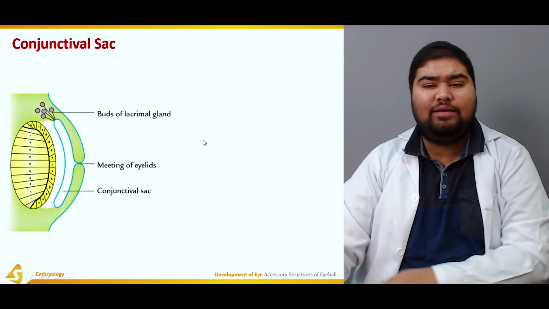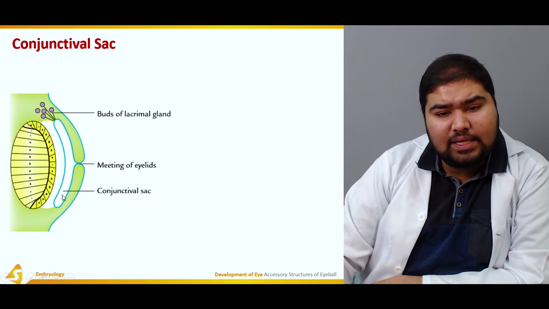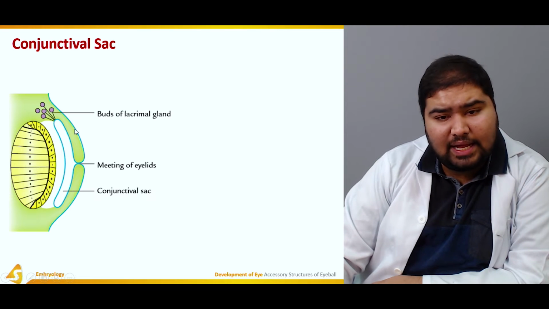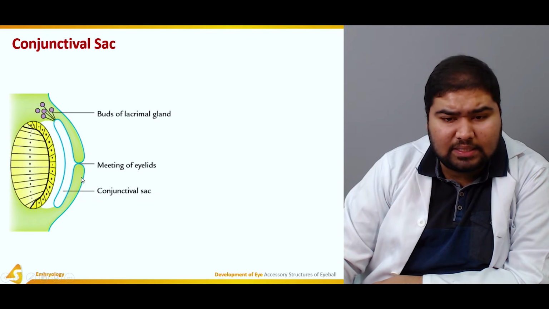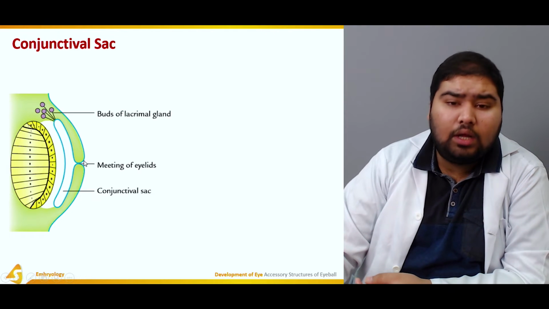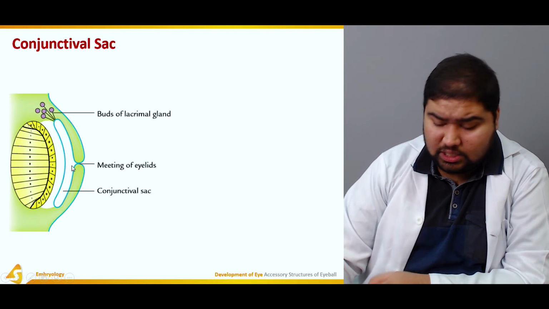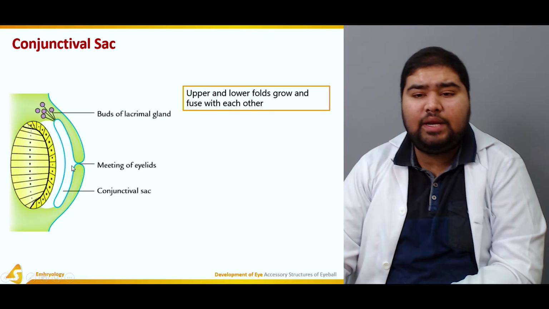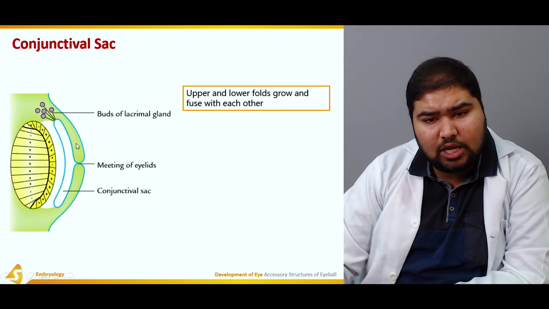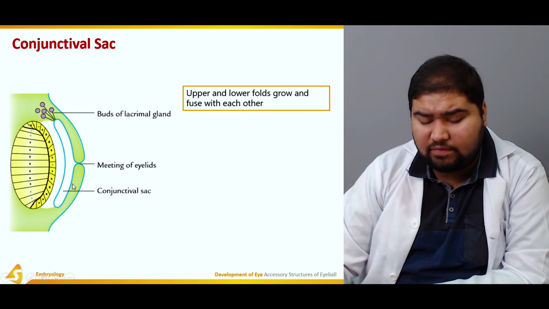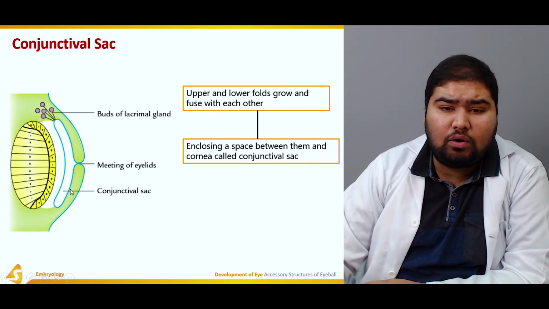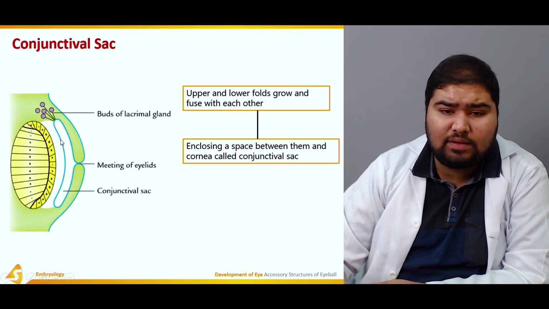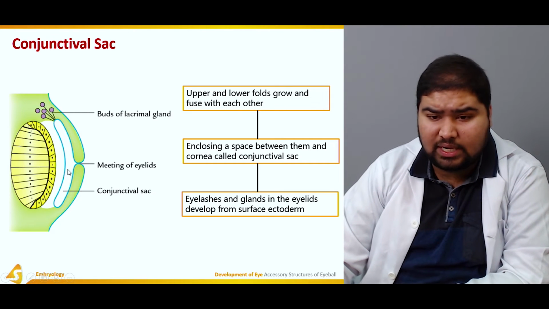Now moving on, we have the conjunctival sac. So this is the area of the conjunctival sac. These are the ectodermal folds that have met in the midline, and this is the mesenchymal core. So upper and lower folds grow and fuse with each other. Here you can see the upper and lower ectodermal folds have fused with each other, enclosing a space between them and the cornea called the conjunctival sac. This is the developing cornea, and this is the fused fold. So this space is known as the conjunctival sac.